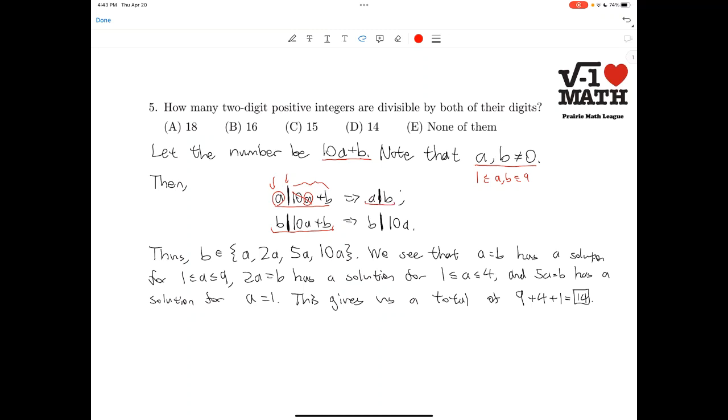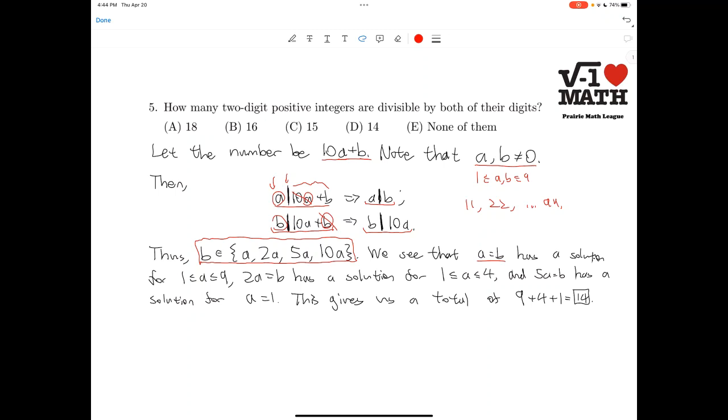Similarly, b appears here and a multiple of b appears here. So this cancels out, and we have b divides 10a. Now this means that b can only be equal to a, 2a, 5a, or 10a. Now we see that out of all of these, a equals b has solutions from 1 to 9 because we can have 11, 22, all the way to 99.